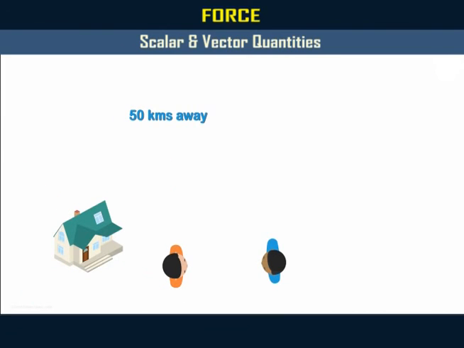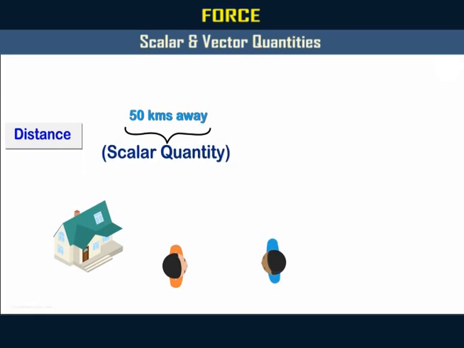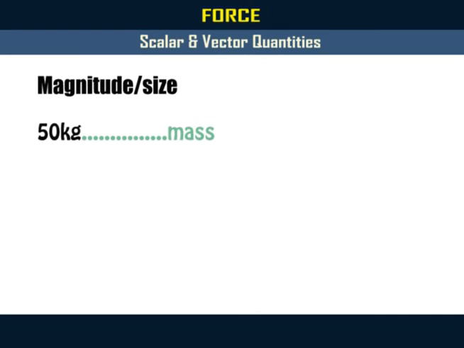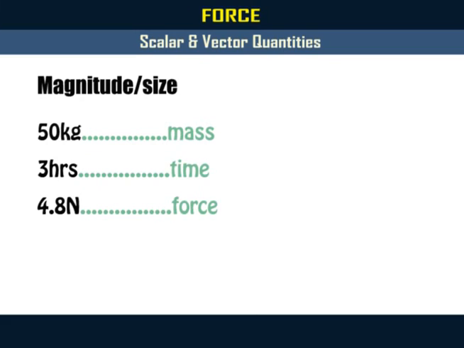The person has only provided the size or magnitude of the distance. Quantities that have only magnitude but no direction are called scalar quantities. Magnitude simply means the size of something. For example, 50 kilograms is the magnitude of mass, 3 hours is the magnitude of time, 4.8 newtons is the magnitude of force, 25 Kelvin is the magnitude of temperature, and so on.